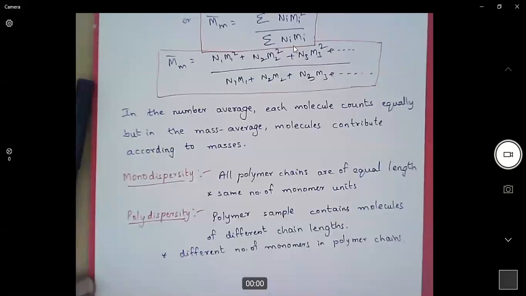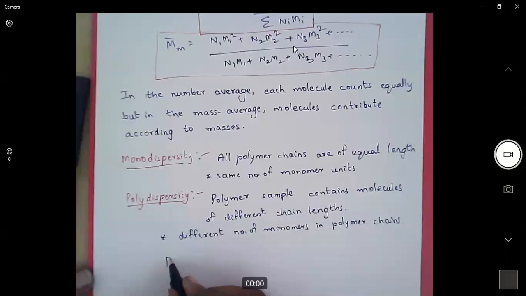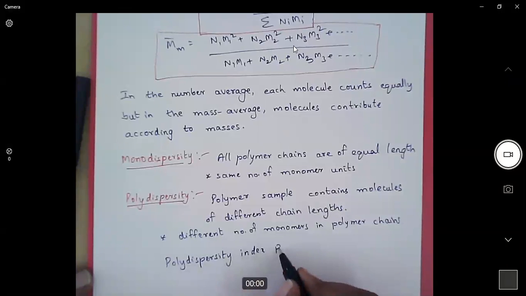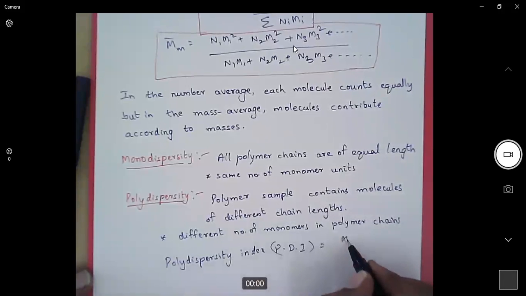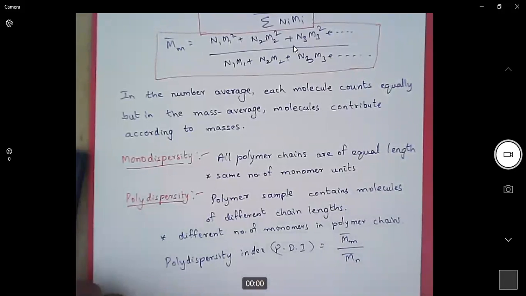Now the polydispersity index, PDI, is given as the mass average molar mass divided by the number average molar mass.